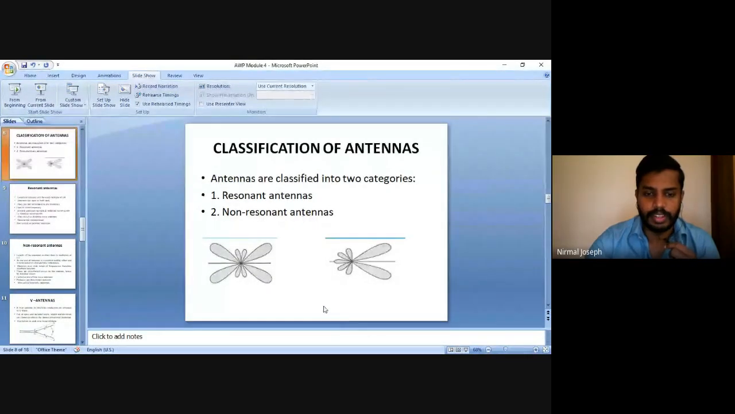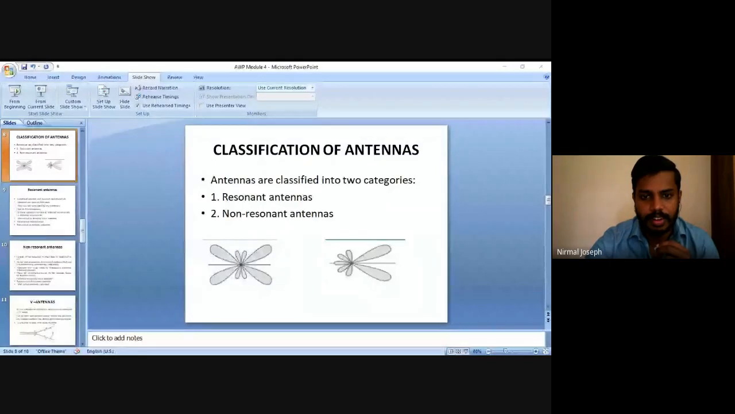There is one on the left and one on the right. Which belongs to resonant and which belongs to non-resonant antenna? First one, resonant. Yes.